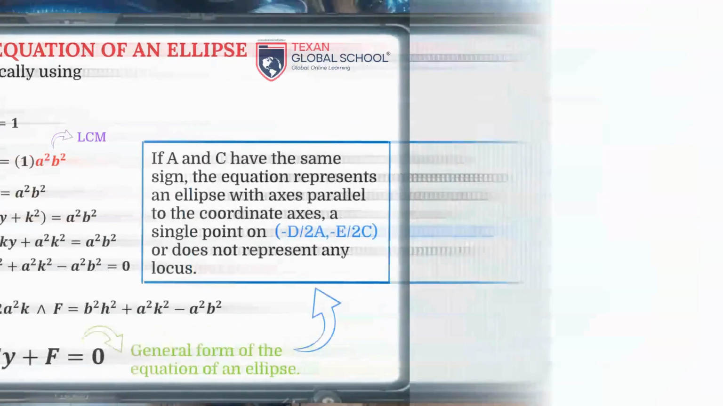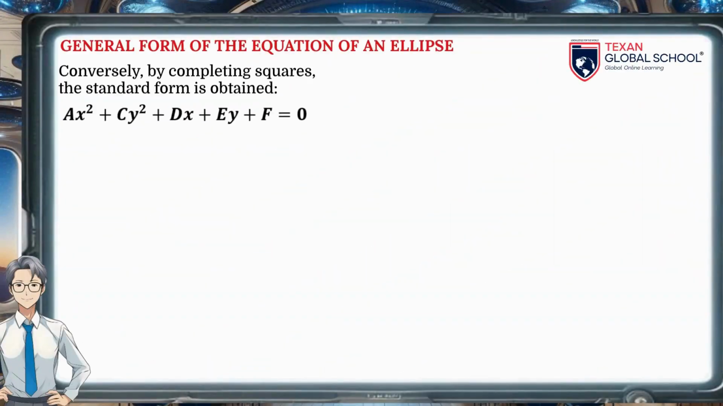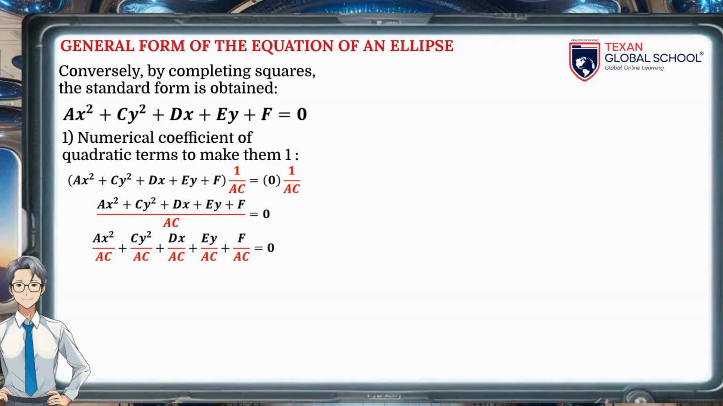Conversely, if we complete squares to the general form, the standard form is obtained. Let's remember the methods seen in previous classes. First, in case the numerical coefficient of the quadratic terms is different from 1, multiply both members of the equation by their multiplicative inverse to make them 1. In this case, multiply by 1 over AC.